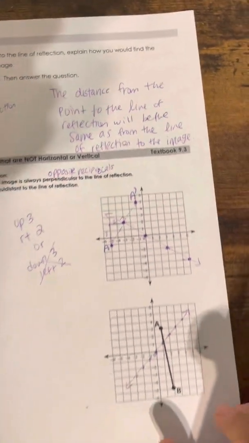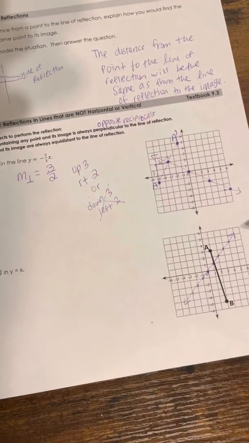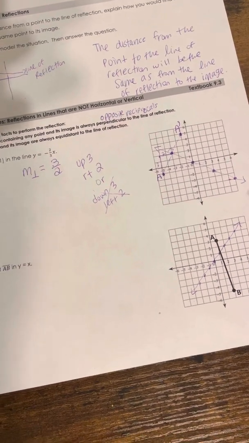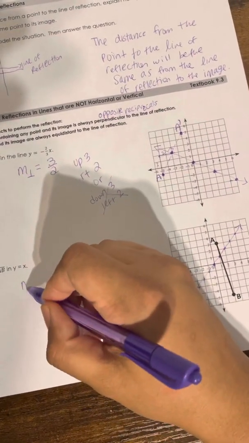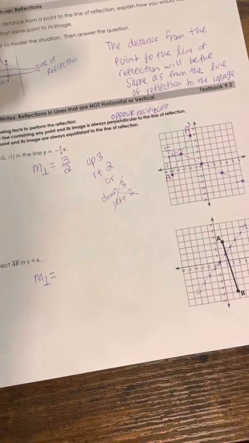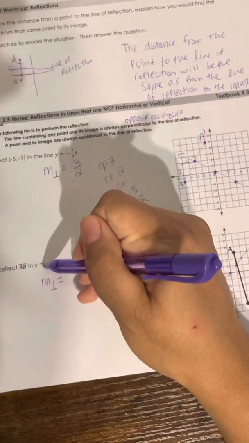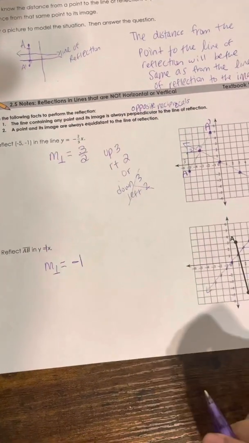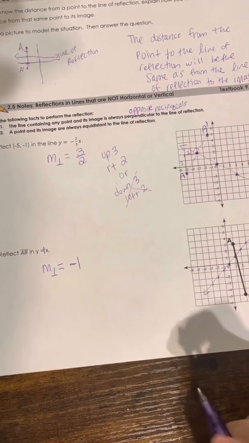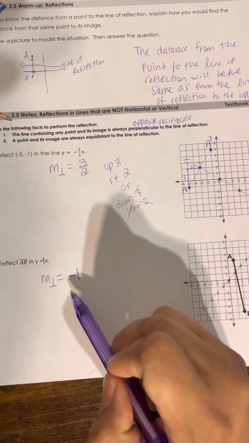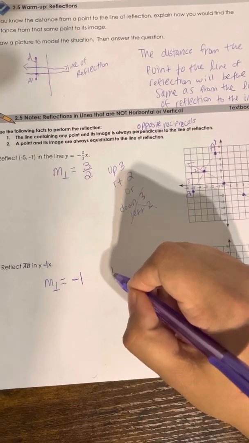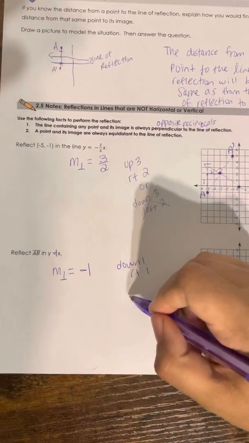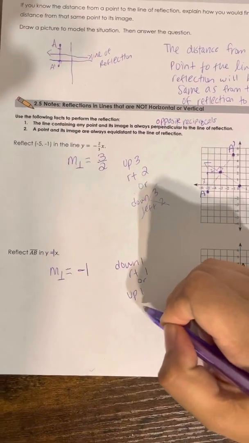Okay, now this time we have point A and point B that we want to reflect over this line of reflection. So we're going to start with, again, identify the opposite reciprocal slope. This slope here is 1. So the opposite reciprocal of that would be -1, because there's no denominator, it's just going to be a 1. And since it was positive, now it's negative. And so this would mean I can either go down 1 and right 1, or I need to go up 1 and left 1.